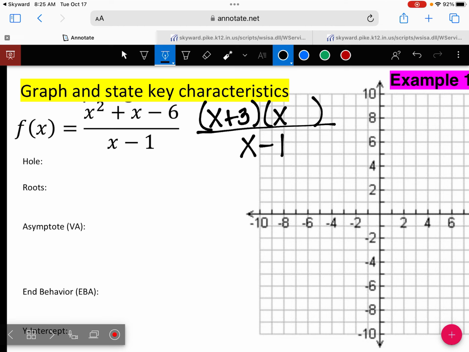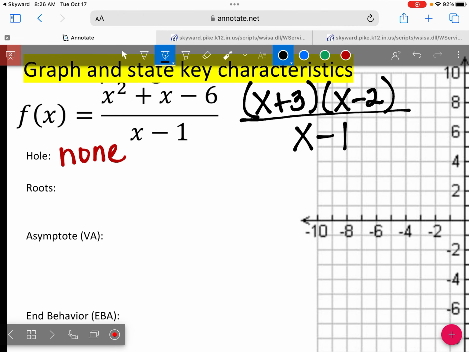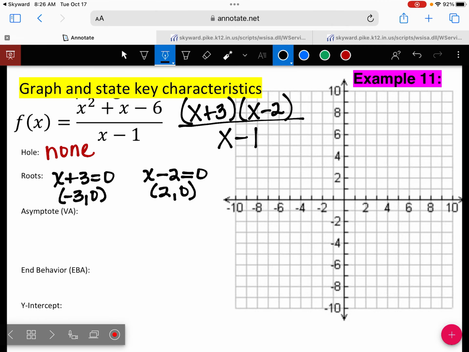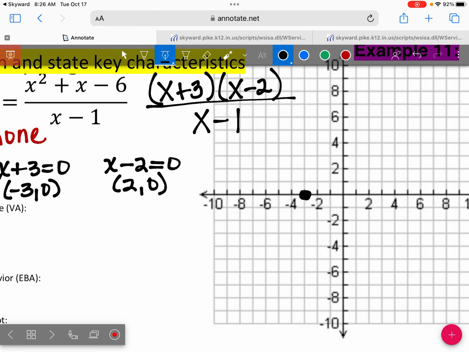Okay. Does something cancel out? No. Nope. So we don't have a hole. I have two x-intercepts because now I have two factors. Both of these need to be set equal to 0. So go ahead and plot both of these. So for my first one, if x plus 3 equals 0, that means I have an x-intercept at -3. And if x minus 2 equals 0, I have an x-intercept at +2. So let's go ahead, plot both of those points.